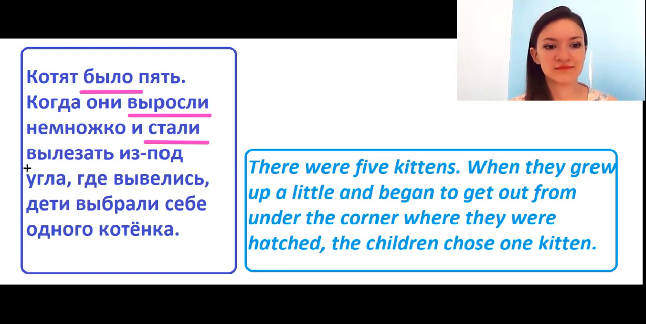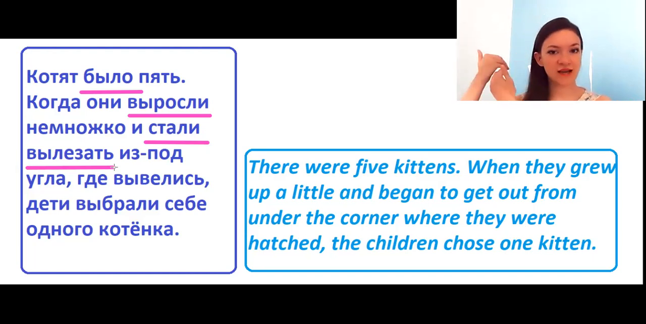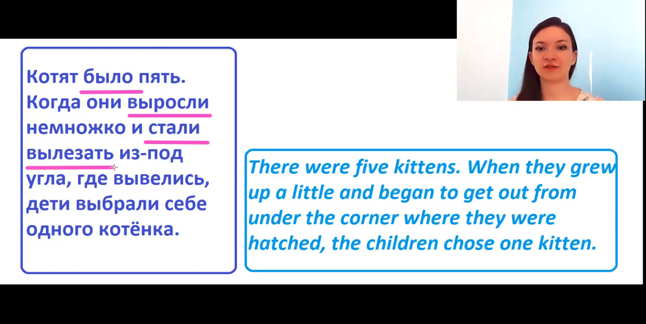Вылезать. It is imperfective because it was a repetitive action when they were inside the corner and then they started to walk and then come back to the corner and they started to walk. Yeah, so it is like a repetitive action. There, here, there, here. Many times it happened. That's why we use imperfective verb aspect here.